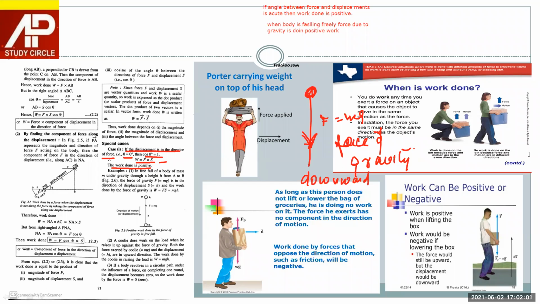All right. Second example. Example of a pulley. A pulley does work on the load when it raises it up against the force of gravity. Both the force exerted by the pulley and the displacement are in the upward direction. The work done by the pulley in raising the load is equal to mgh.